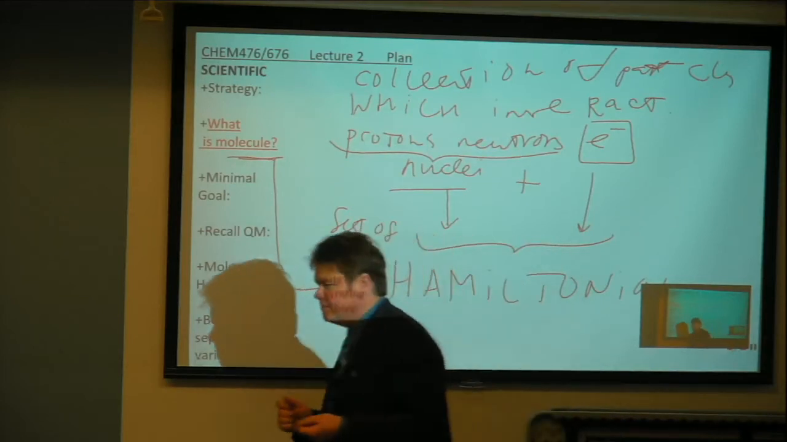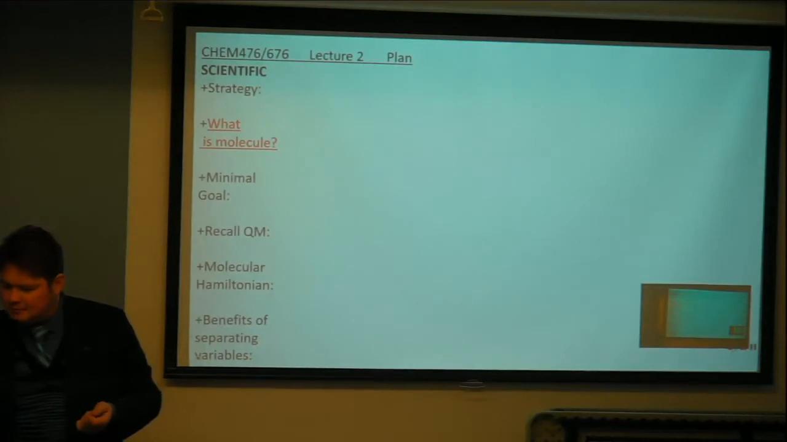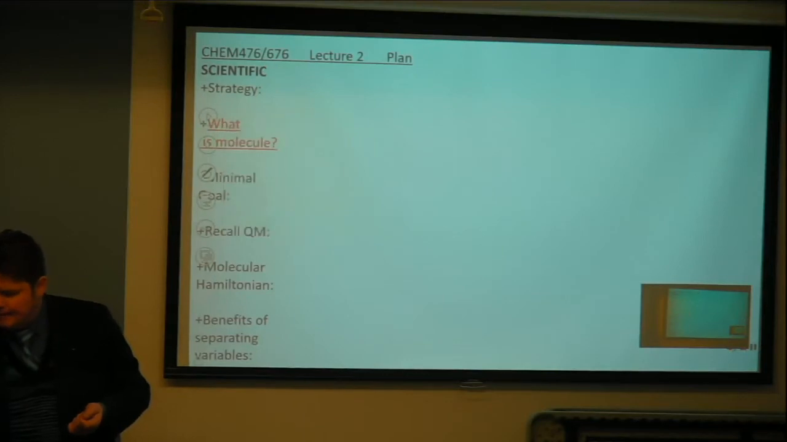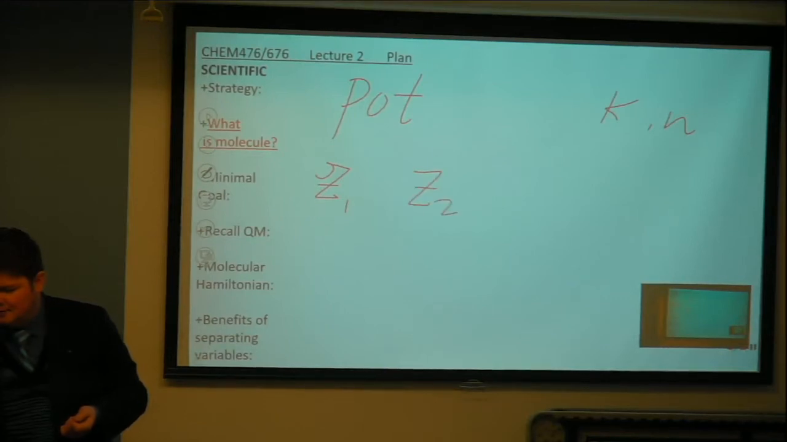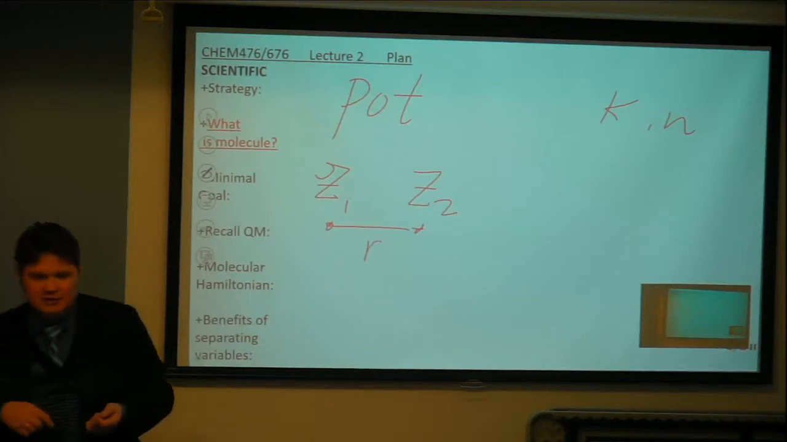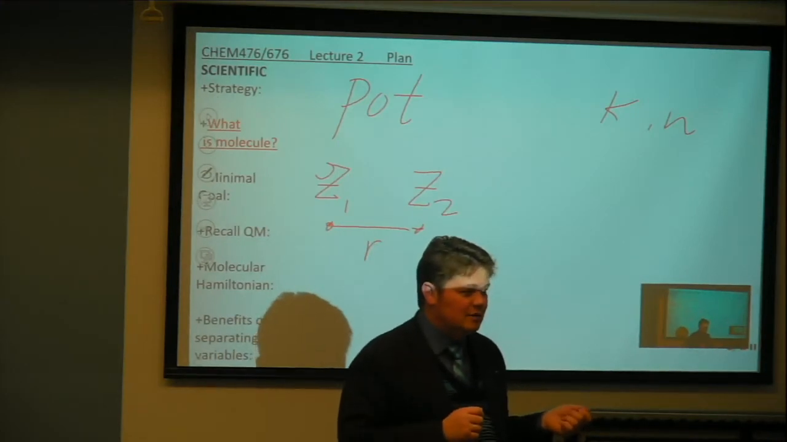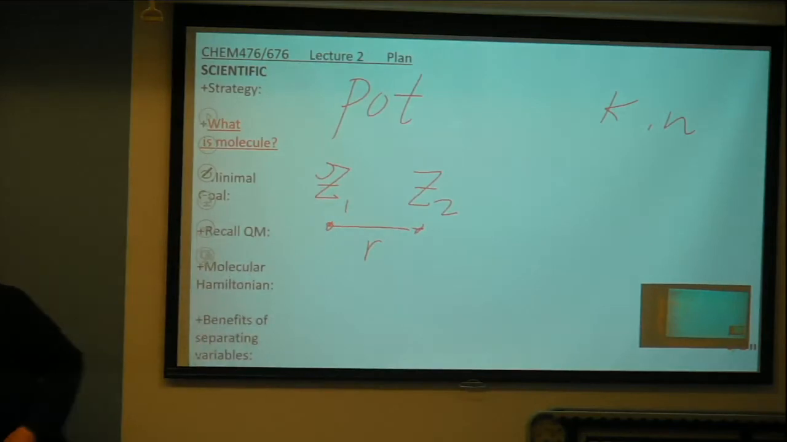So let's practice it. The potential and kinetic energy. So if we have a particle of charge Z1 and a charge Z2, they are set up at a distance r. What is the potential energy between these particles? Coulomb's law. Can you dictate to me approximately what it is?